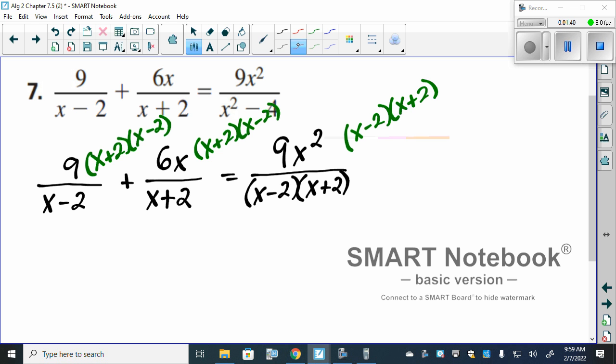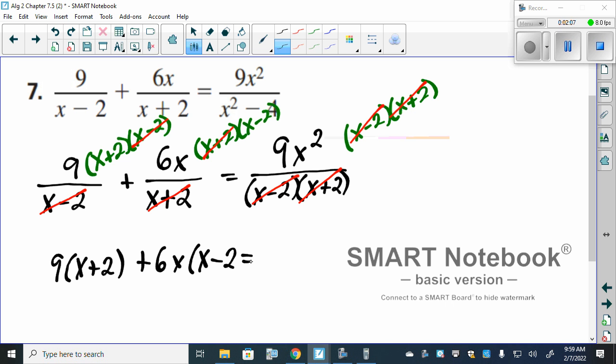Now in our first rational expression, the x minus 2 and x minus 2 would cancel. In the middle one, the x plus 2 and x plus 2 would cancel. In the last one, we would have the x minus 2 and x minus 2, and the x plus 2 and x plus 2 cancel, which is going to leave us with 9 times x plus 2 plus 6x times x minus 2, which is equal to 9x squared.